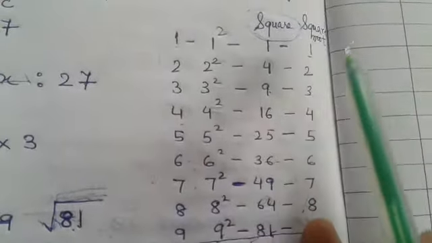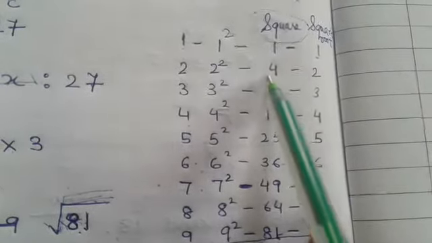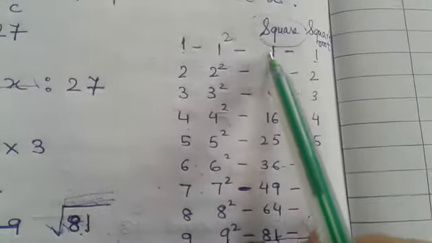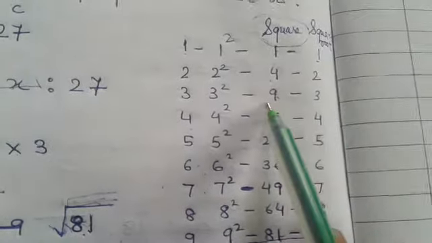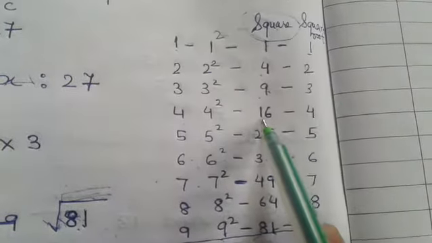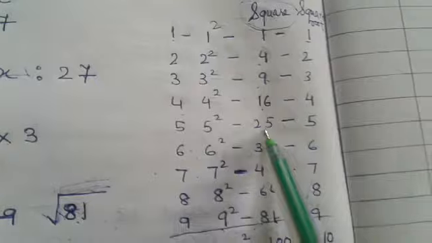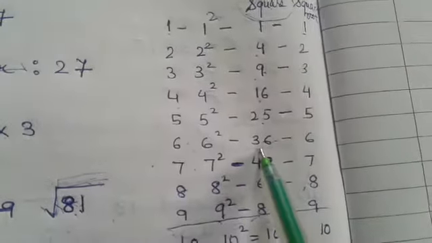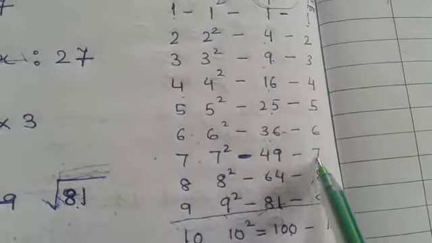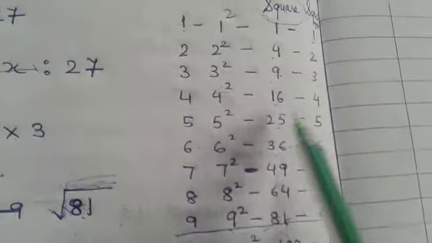So how we have to say is, square root of 4 is 2, square root of 1 is 1, square root of 9 is 3, square root of 16 is 4, square root of 25 is 5, square root of 36 is 6, square root of 49 is 7. All right, and vice versa.